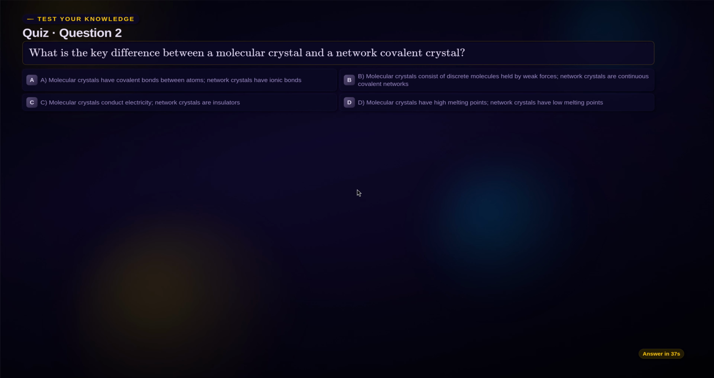Quiz question 2. What is the key difference between a molecular crystal and a network covalent crystal? Option A. Molecular crystals have covalent bonds between atoms, while network crystals have ionic bonds. Option B. Molecular crystals consist of discrete molecules held by weak forces, while network crystals are continuous covalent networks. Option C. Molecular crystals conduct electricity, while network crystals are insulators. Option D. Molecular crystals have high melting points, while network crystals have low melting points. Think carefully.